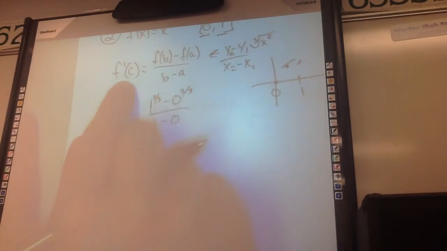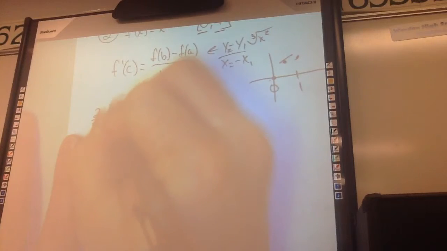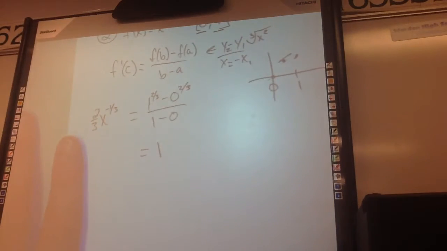On this side, you need to do the derivative. Bring the power down, 2/3 x, subtract 1, 2/3 minus 1 is negative 1/3. Equals 1. You're trying to figure out what value for x is going to make those equal.